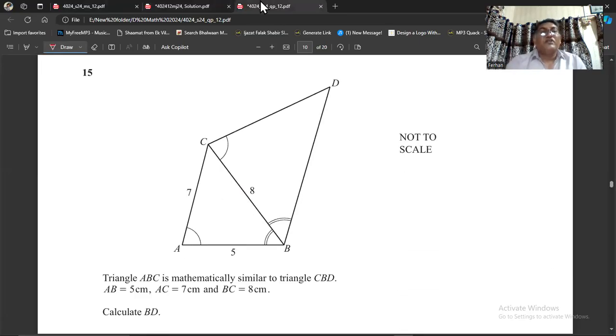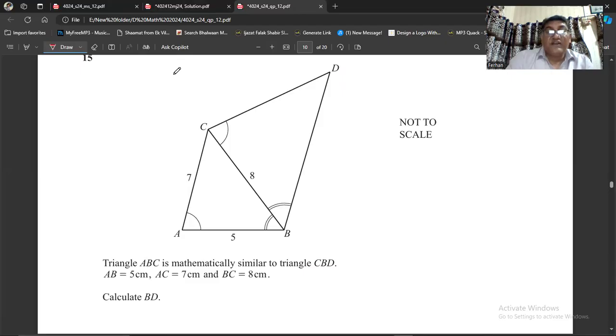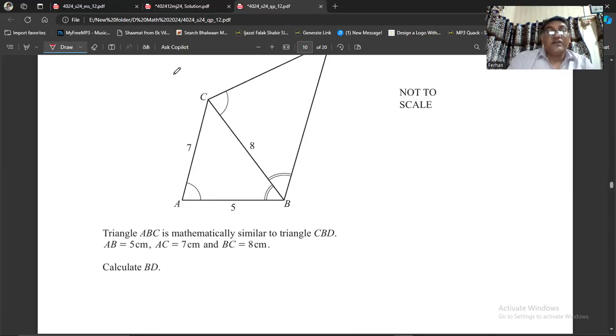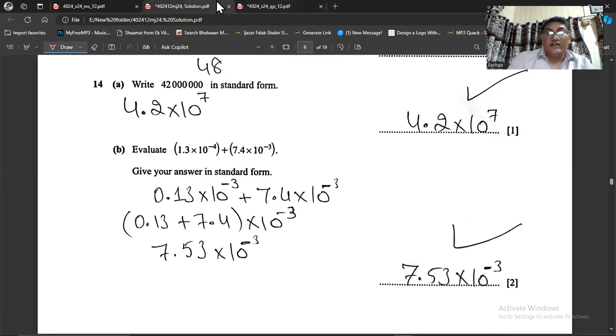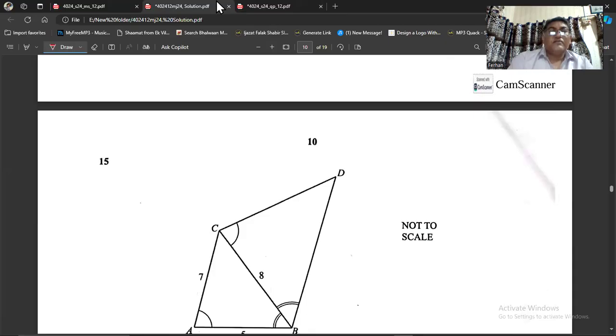Okay, so here we have question number 15. He says the triangle ABC is mathematically similar to the triangle CBD. AB is 5 centimeter and the AC is 7 centimeter and the BC is 8 centimeter. Calculate the BD. Okay, from this name I can make the ratio. AB will be divided with the CB, BC will be divided with the BD and AC will be divided with the CD, and then I can find out that side BD.